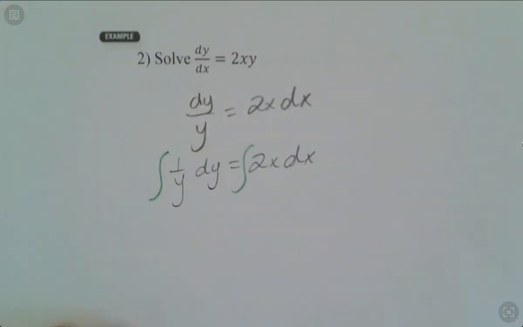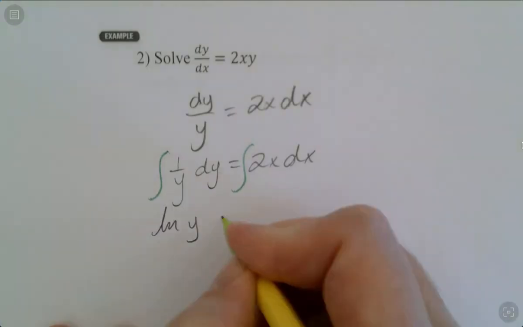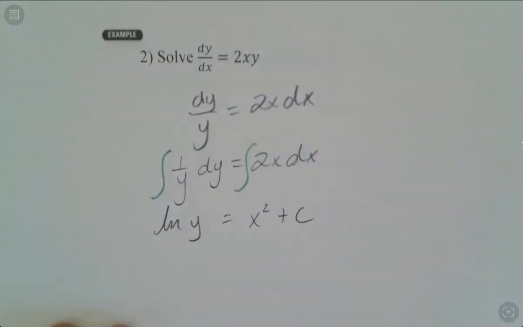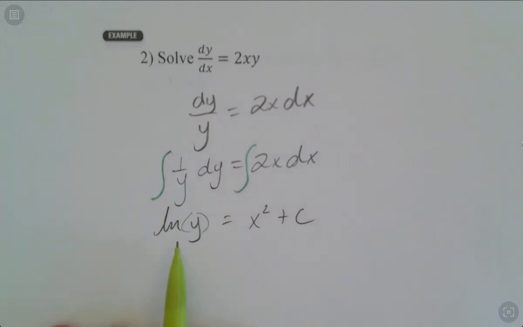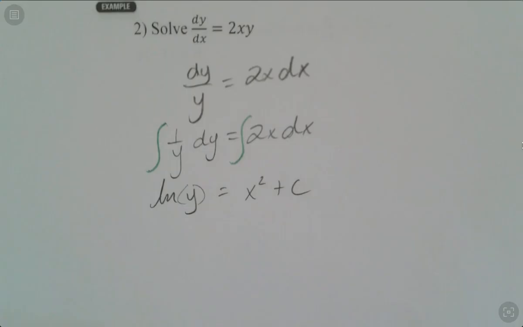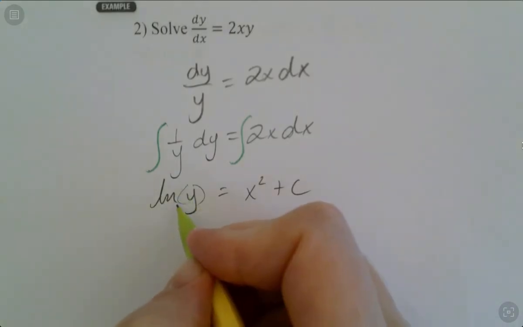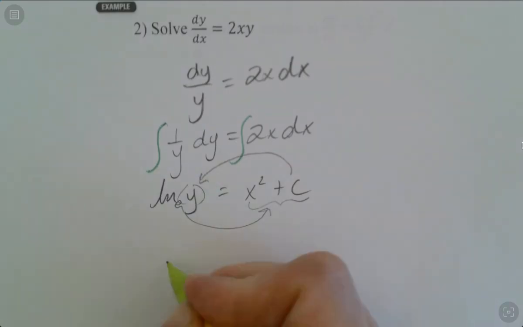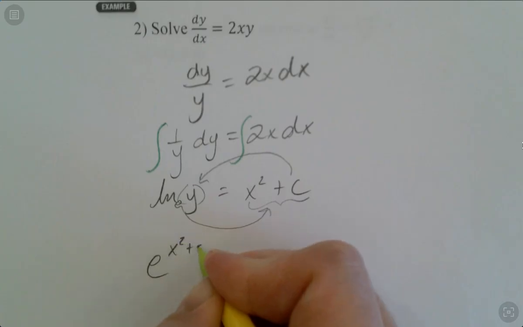What's the antiderivative of 1 over y? ln of y. What's the antiderivative of 2x? x squared plus c. Now we need to isolate the y. Remember, this is ln of y. This is not a product. So this is saying like f of x, right? So do you remember how to solve a natural log equation? What's the base on that natural log? e. So remember, you want to do that base raised to that power, that whole thing, is set equal to y. So e to the x squared plus c equals y.